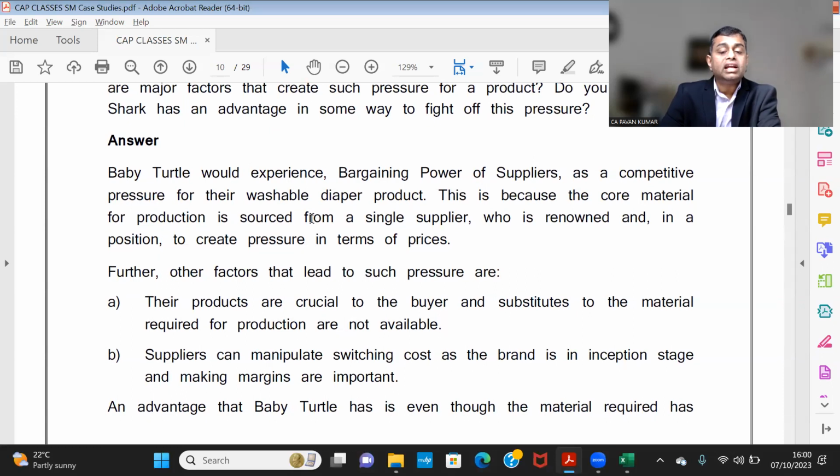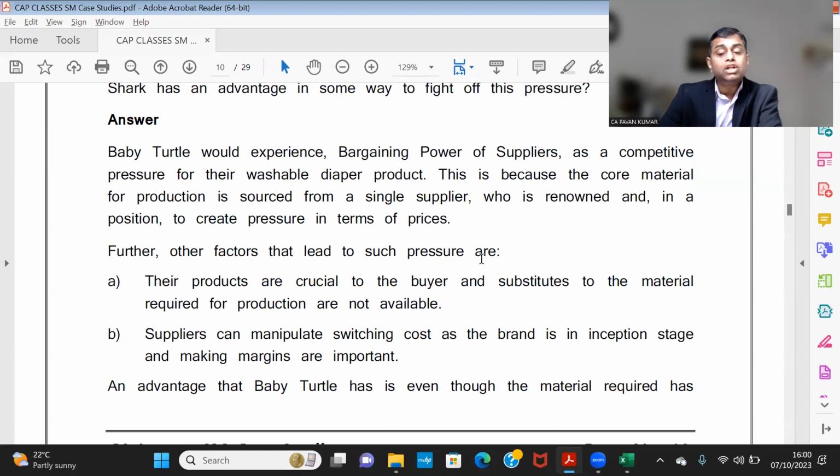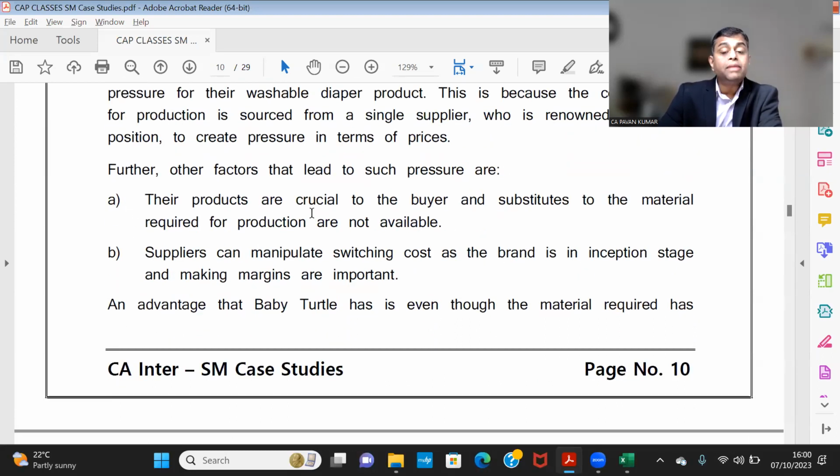This is because the core material is sourced from a single supplier who is a renowned supplier in a position to create pressure in terms of prices. Further, other factors that lead to such pressure are: their products are crucial to the buyer, and substitutes to the material required for production are not available.